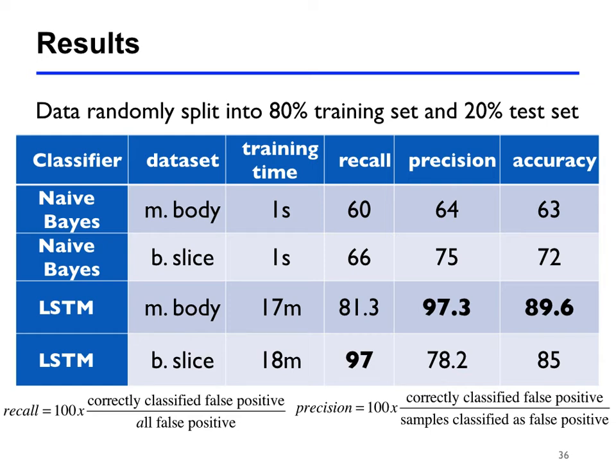Next, note that we prefer higher precision to higher recall because classifying real problems as false positives is very undesirable. For this reason, the LSTM trained on the method body dataset is preferable as it has very high precision. But on the other hand, as we mentioned earlier, the backward slice dataset has less noise and more relevant parts. Therefore, it is likely that the LSTM trained on the backward slice is more generalizable.